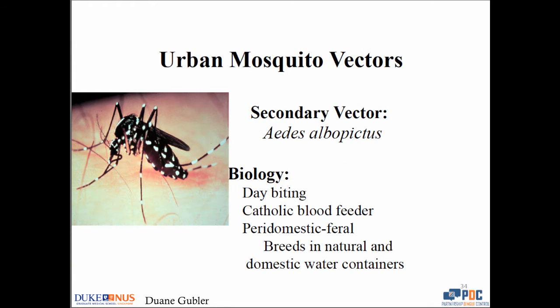A secondary vector for yellow fever or dengue virus, and maybe some of the other mosquito-borne viruses, is Aedes albopictus, which also tends to feed in the day. I borrowed this slide from another researcher. When he says it's a Catholic blood feeder, I think he means that it will sort of non-discriminately feed off different people or animals, all-encompassing. So little c, catholic blood feeder. Just to be clear about that.